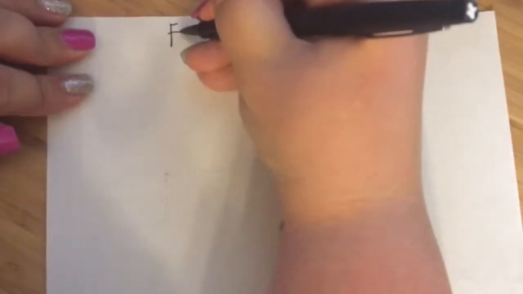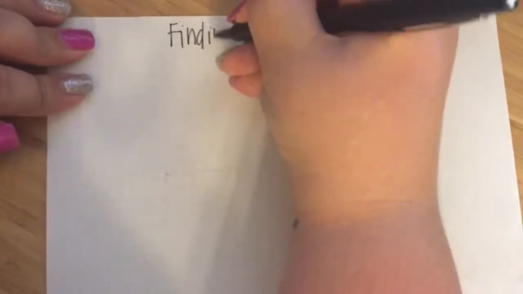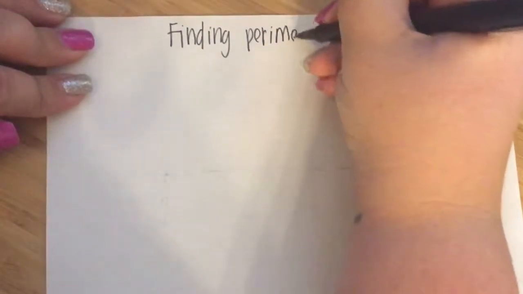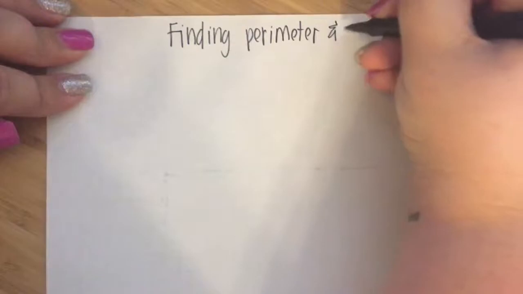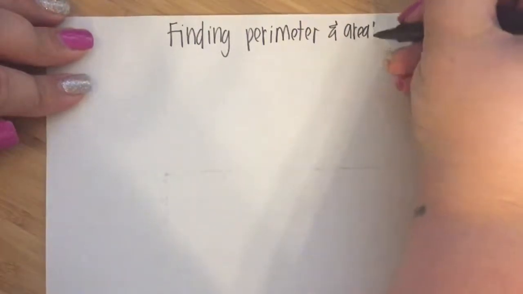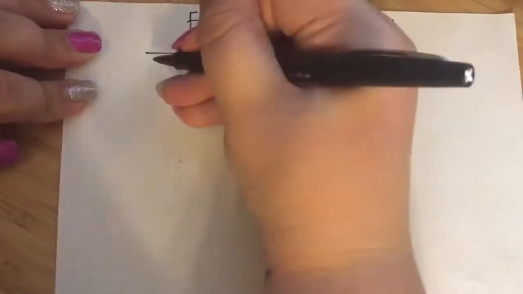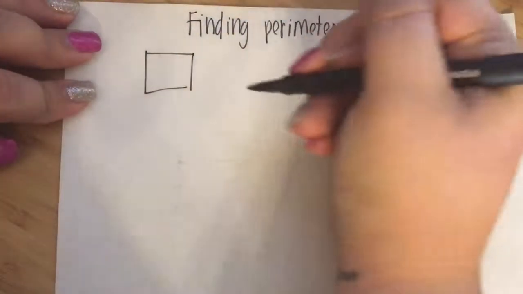Okay, you guys, this is kind of a long video, but that's okay because it's going to be worth it. It's all about finding perimeter and area. I will go through multiple shapes. In fact, you can get a whiteboard and follow along with me if you want. But I do suggest watching this. It is very important just to have a refresher.